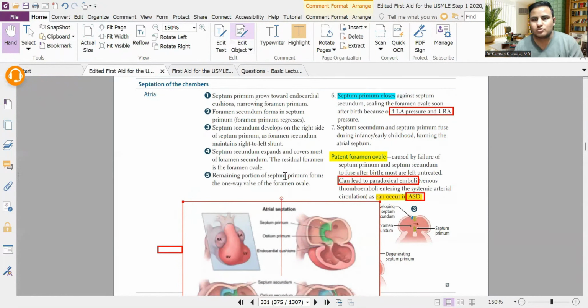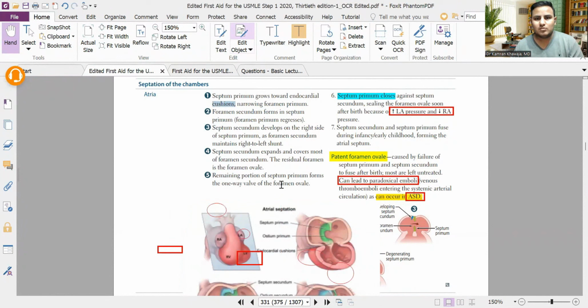It grows toward the endocardial cushion. What is the endocardial cushion? It is a structure between the interatrial septum and the interventricular septum. That endocardial cushion is very important, and it is related to Down syndrome, a very important MCQ we will study in the next section. So septum primum is the first septum created between the right and left atrium, and it grows towards the endocardial cushion.